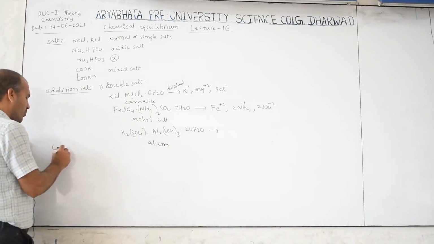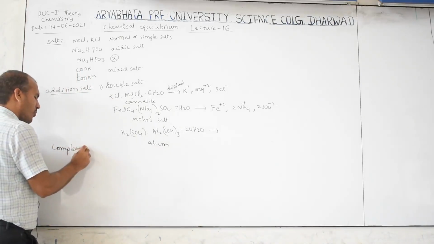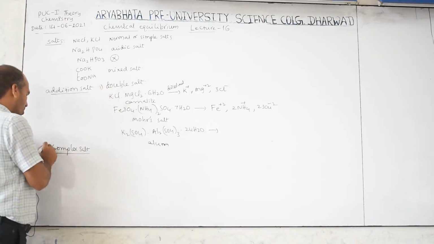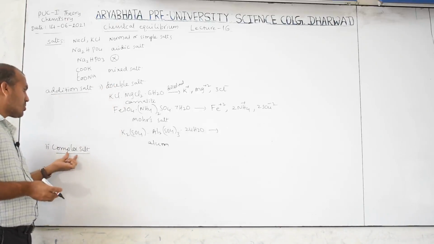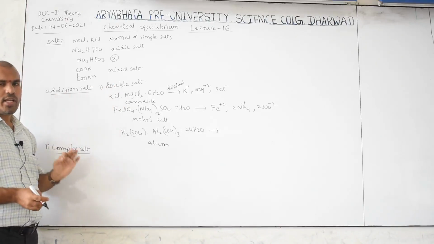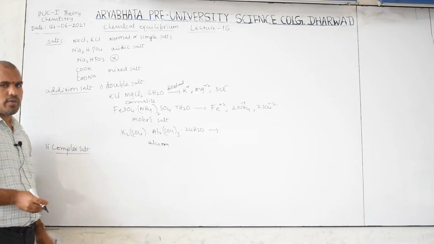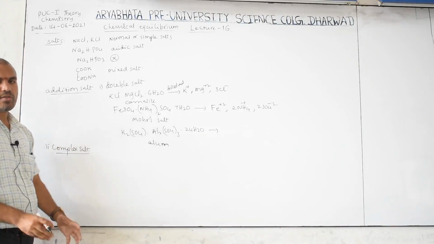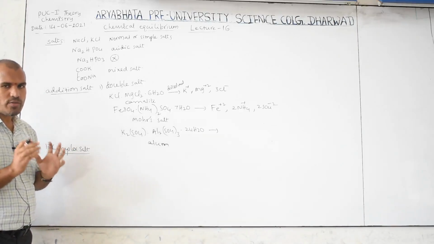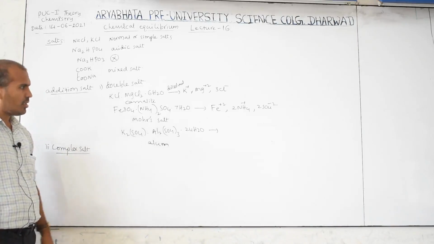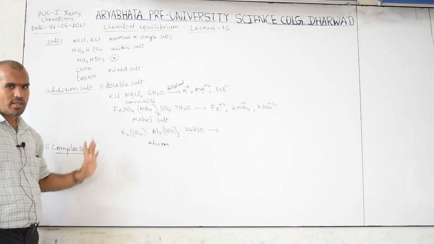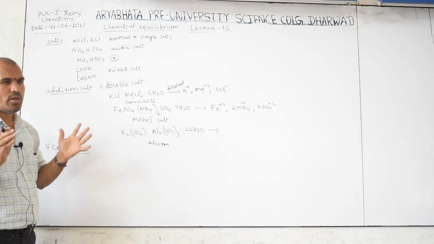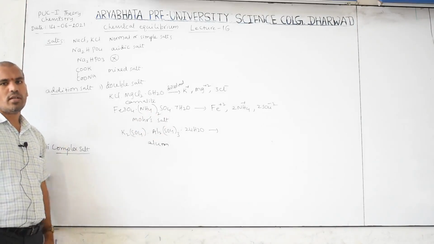Next one is complex salt. Addition salt, first example was double salt, this is the second one. Complex salt is an addition salt. It is stable in the solid state. You have to note down this point. When dissolved in water, it does not give all the ions present in it. Some it gives, some may not appear.